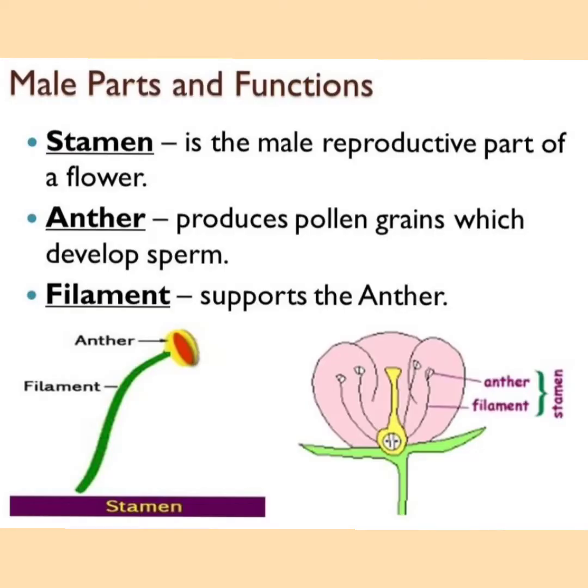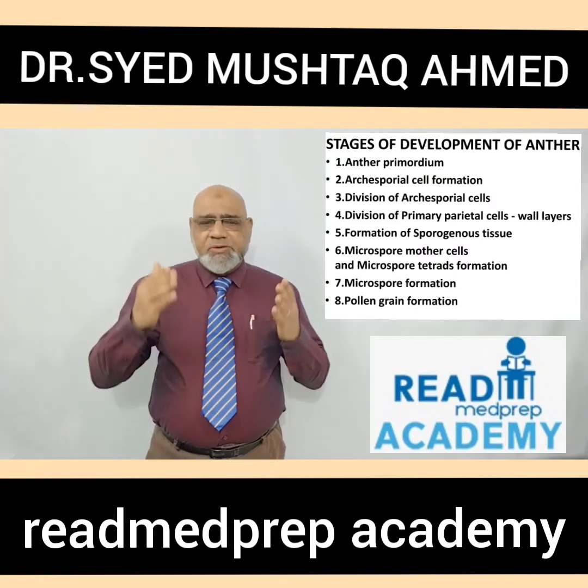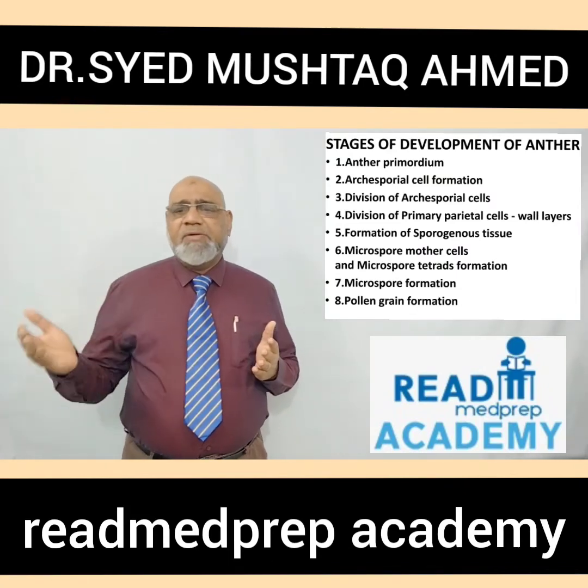The stamen has a filament and an anther. The filament supports the anther, and the anther produces the pollen grains, which develop the male gamete or the sperm. Now, what are the stages of development of anther? We are going to discuss them one by one in our future lecture.